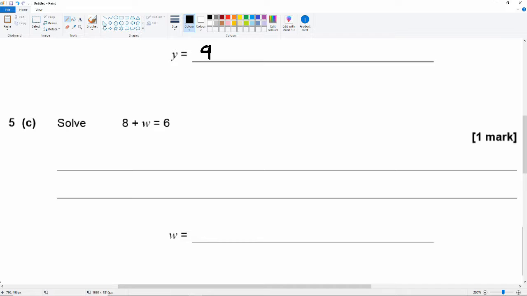Okay, let's look at part C, which says solve 8 plus w equals 6. Okay, so this is the same thing, we're just keeping everything balanced. So if I write out 8, and I'm going to put our plus w here, is equal to 6. And what I'm going to do is subtract 8 from both sides.